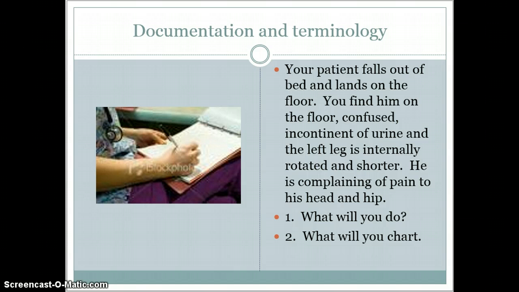You're going to call your physician. You're going to call the family of this resident in the long-term care or in the hospital. We would transfer them to the hospital if they are in the nursing home. And then you lastly would document and fill out your incident report.